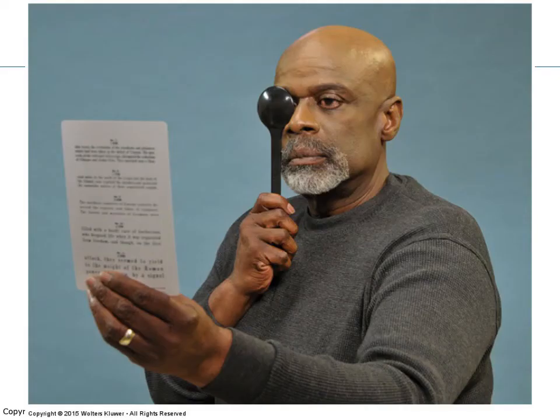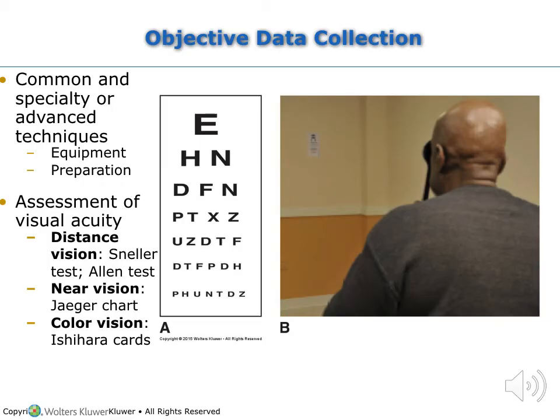This is an older gentleman who is performing a visual assessment. So his vision is being tested, and generally they test each eye separately so that you can determine which eye has the deficit, if there is one. This chart that you're seeing on this slide is known as the Snellen chart. It's a distance vision assessment, and it's what most people use to screen for visual disturbances. We generally screen for distance vision.